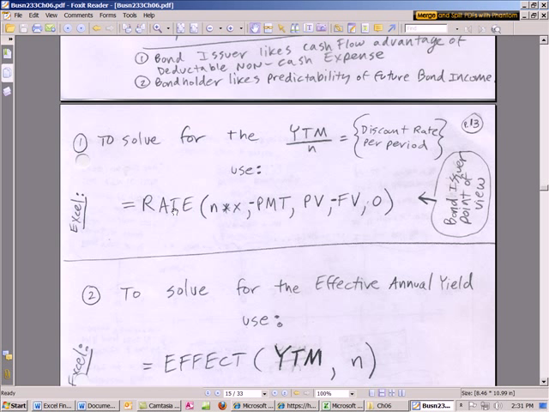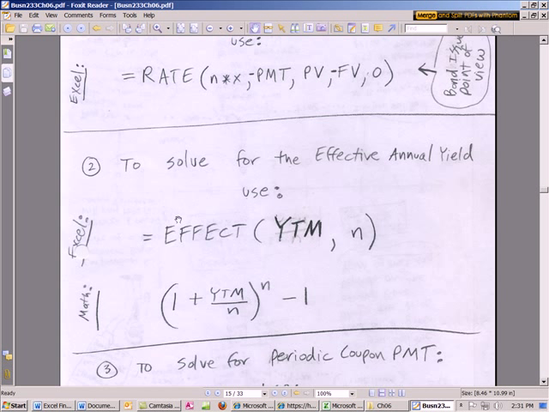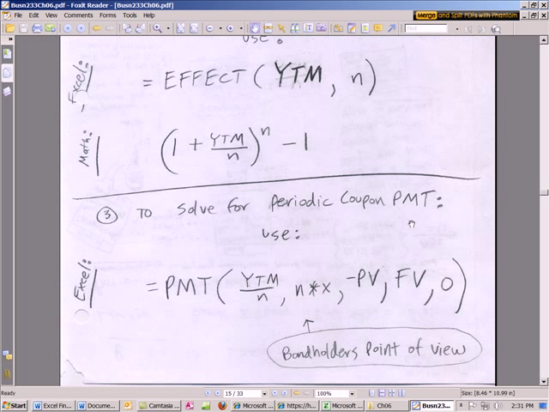We're going to use rate when we're solving for yield to market. We'll use effect when we want the effective annual yield. And when we're solving for the periodic coupon payments, we'll use the PMT.